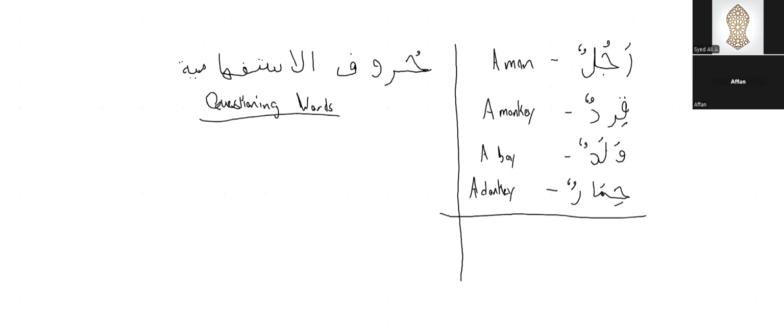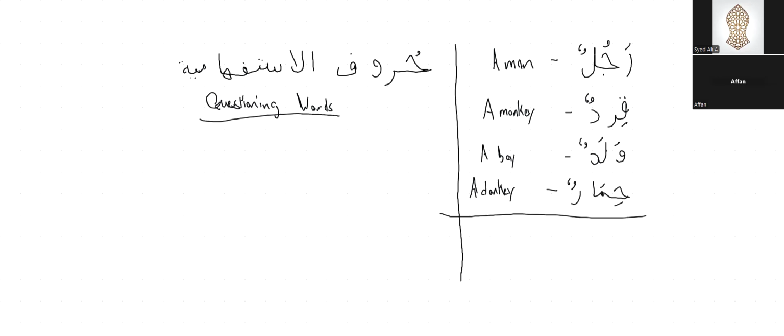Over here on the side, we went into a bit of the vocabulary. So رجل, that means a man. قرد, that means a monkey. ولد, that means a boy. حمار, that means a donkey, right? And for the questioning words, if we wanted to say, like how he said before, like هذا رجل, this is a man, right?